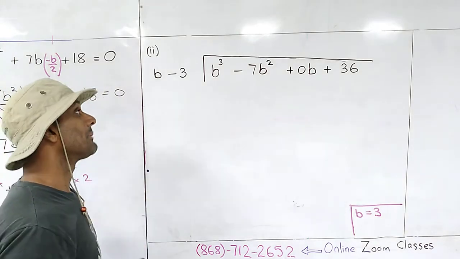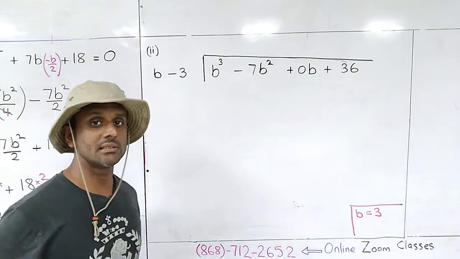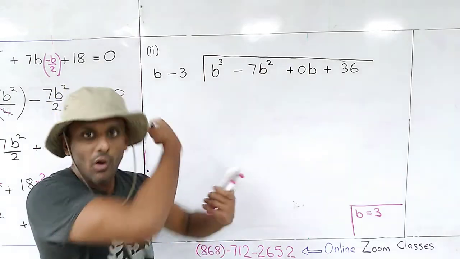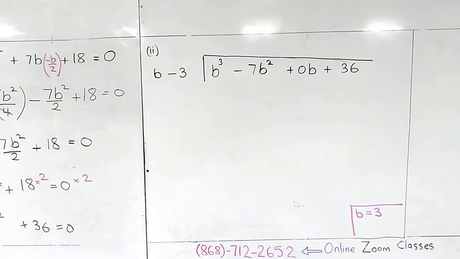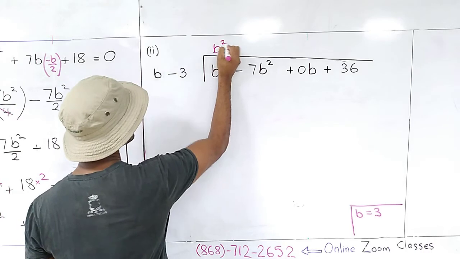I'm going to go through the division quickly because, like I said, in my remainder and factor theorem video before that I already went through how to divide in detail, and you need to go through it in detail also. Let's get started. b into b cubed is b squared.